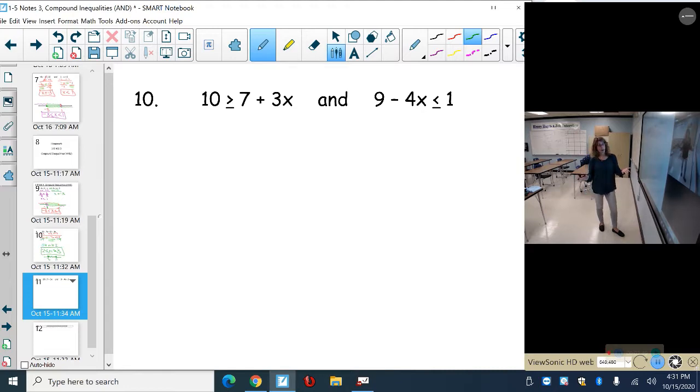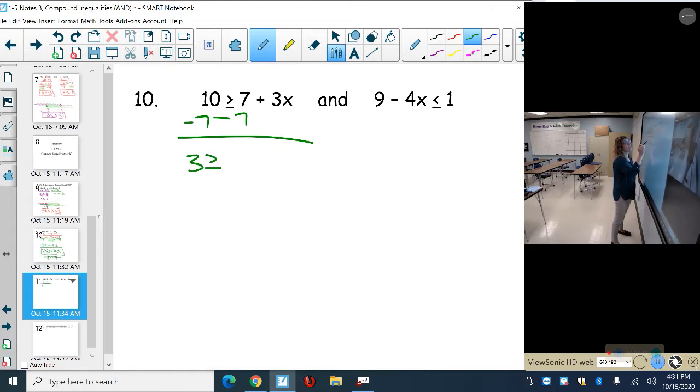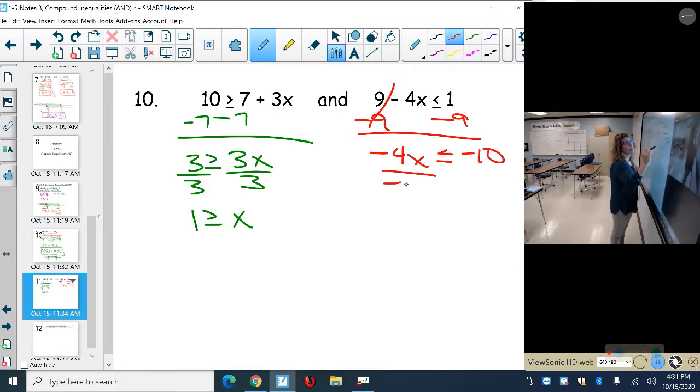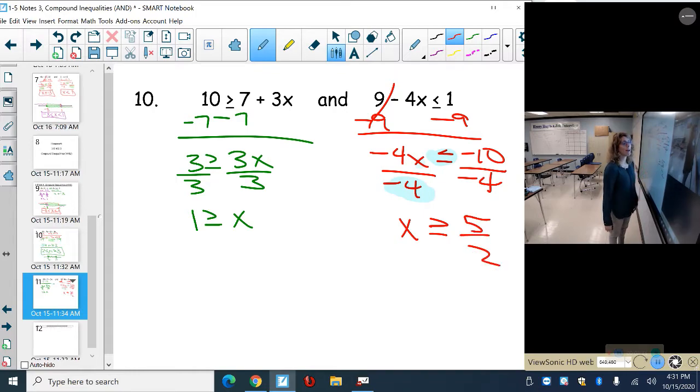Next, this is not compounded for us, so we're going to have to do that ourselves. I'm going to go ahead and subtract 7, so I have 3 is greater than or equal to 3x. Divide by 3. 1 is greater than or equal to x. Come over here, subtract the 9. Negative 4x is less than or equal to negative 10. Divide by negative 4. An alarm should be sounding. You need to flip the inequality symbol. A double negative is a positive. They're both even, so divide them both by 2, and you're going to get 5 over 2. 5 over 2 is the same thing as what decimal? If you said 2.5, you would be right.